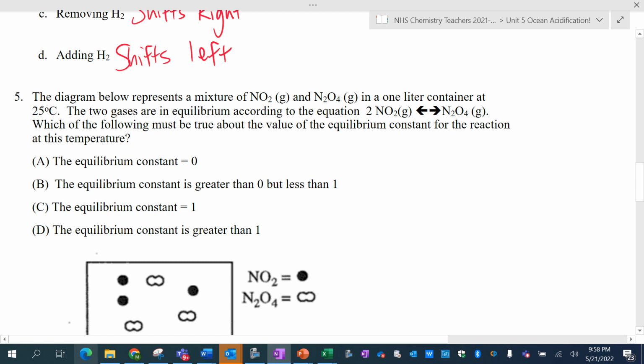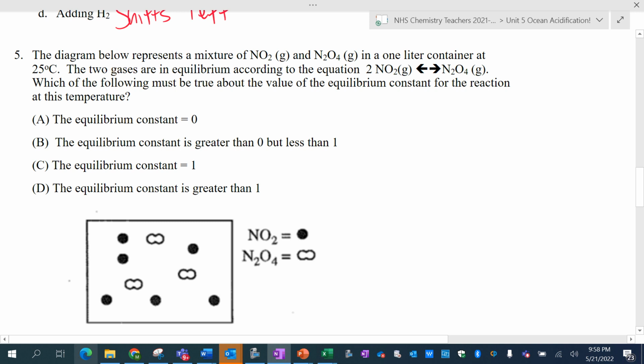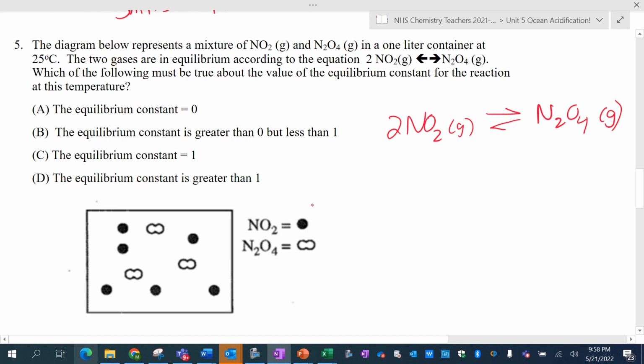The diagram below shows a mixture of NO2 gas and N2O4 gas in a 1 liter container at 25 degrees Celsius. The gases are in equilibrium according to this equation. So 2 NO2 gas makes N2O4 gas, and the N2O4 gas also goes backwards and makes the 2 NO2. All right, so at equilibrium, we can see in this picture, there are 1, 2, 3, 4, 5, 6 black dots, and there are only 1, 2, 3 white blobs.